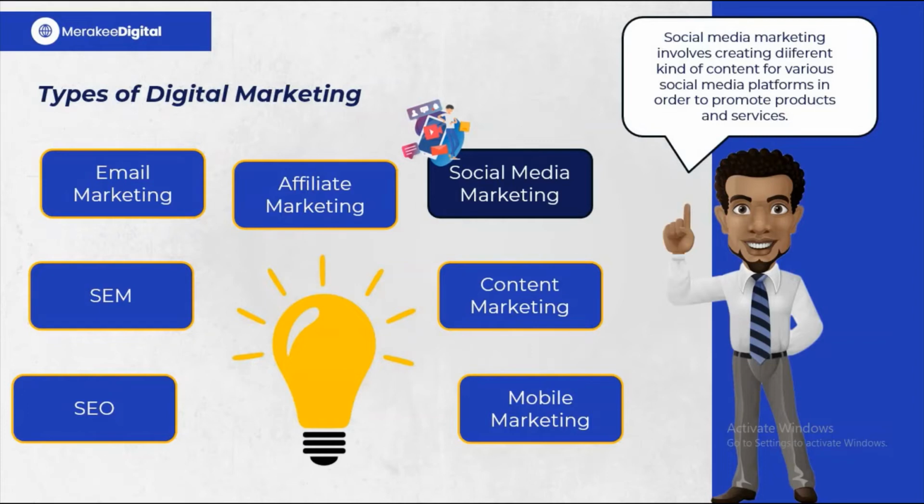Social media marketing involves creating different kinds of content, multiple kinds of content. So there is audio content, there is video content, there is infographic content, there is PDF, there is anything at all. There is video content on YouTube and Vimeo, the likes of them. You can create any kind of content at all with social media marketing.